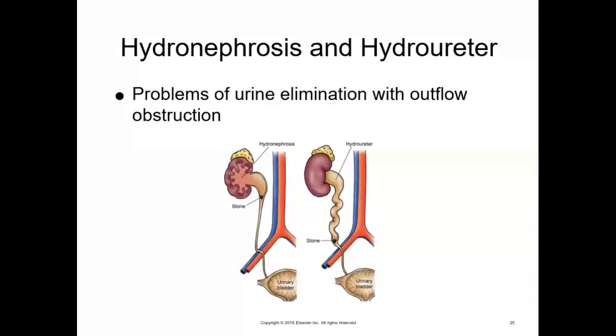This recording will go over hydronephrosis and hydroureter, renal vascular disease, and diabetic nephropathy. Hydronephrosis and hydroureter are problems of urinary elimination with outflow obstruction. Urethral strictures obstruct urine outflow and may contribute to bladder distension, hydroureter, and hydronephrosis. Prompt recognition and treatment are crucial to preventing permanent kidney damage.